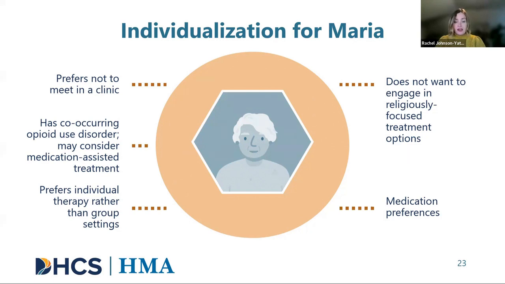Maria prefers to not engage in treatment options that are religiously focused. And she has a long history of medications that she has tried, many of which have either not worked, only worked for a little bit, made her feel groggy and disconnected. And Maria has some pretty significant preferences about which medications she does and does not prefer. And it's really, really important that this is reflected in her care agreement or care plan.